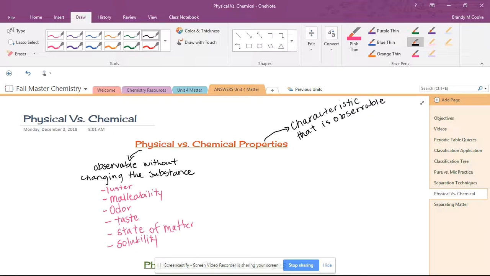Okay, and then we have chemical properties. So chemical properties are only observable during a chemical reaction.